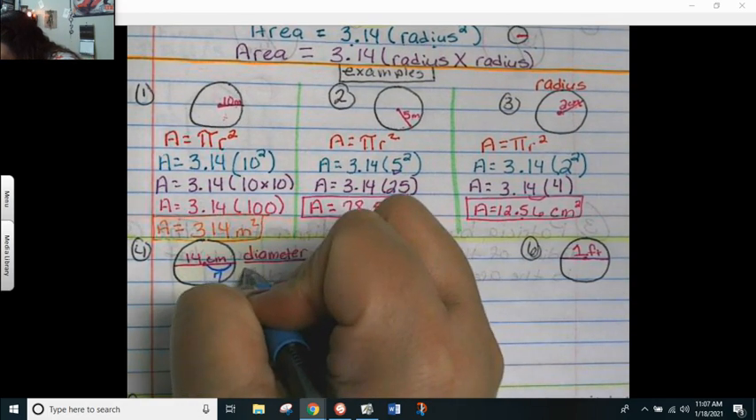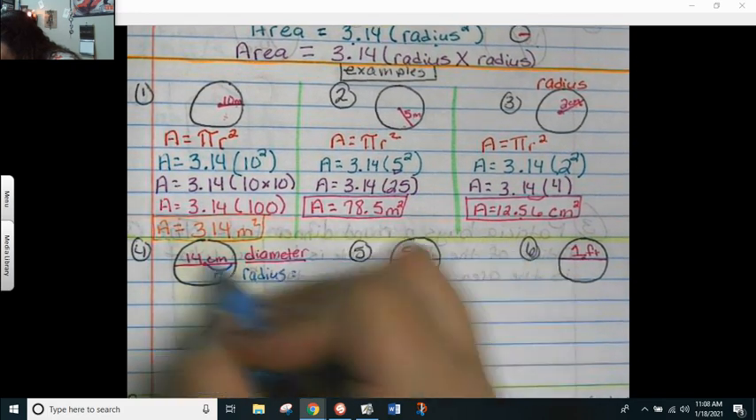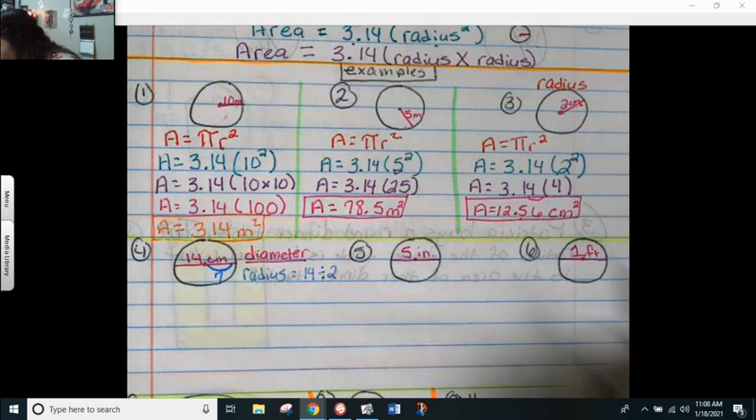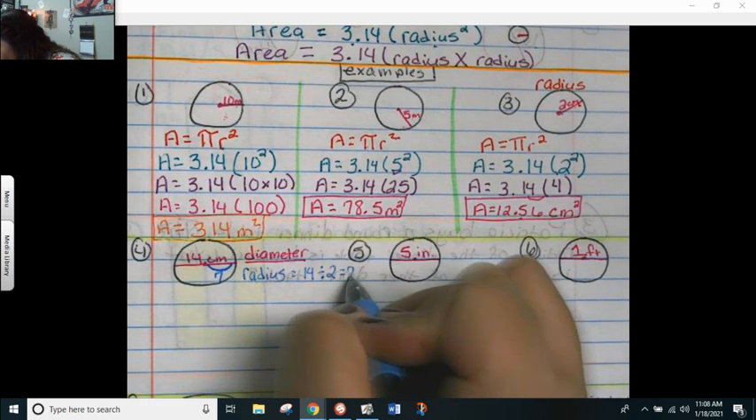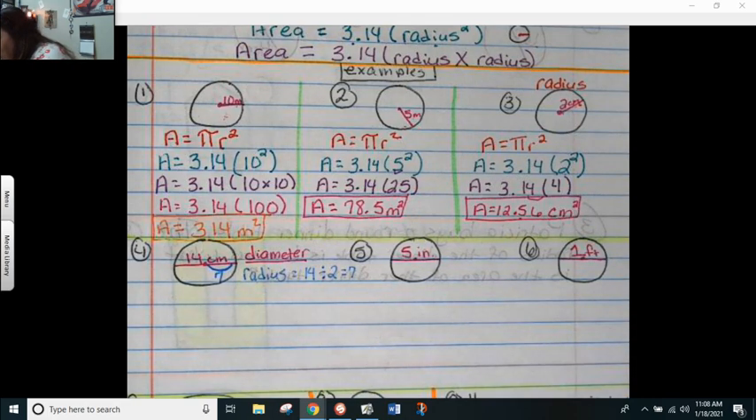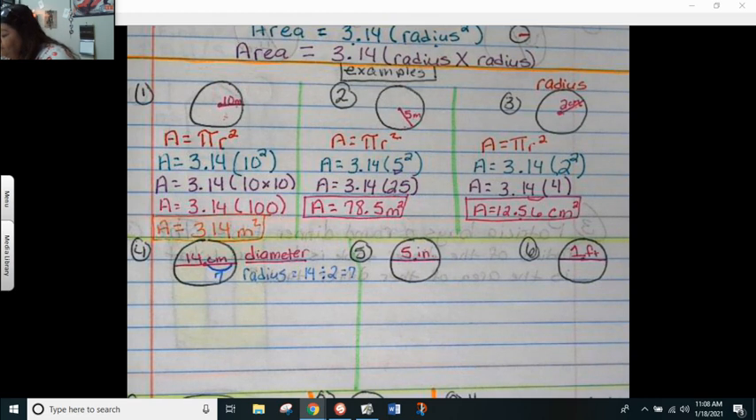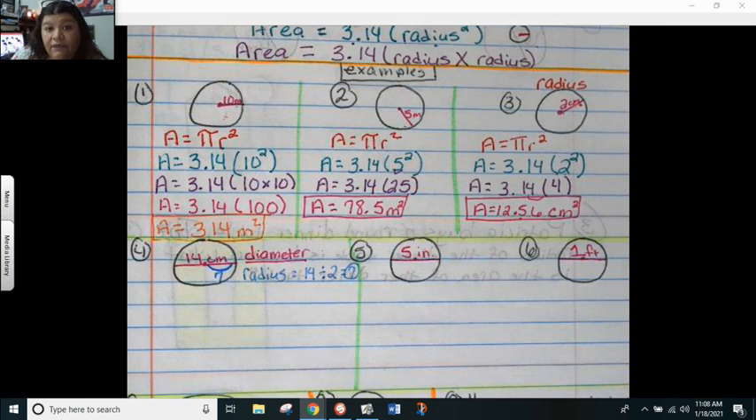So to find the radius, I'm going to put it here, as we have in your notes. Radius equals 14 divided by 2. So that means my radius is 7. And that's how we get 7. All right, let me go ahead and make my line there. Okay. 1, 2, 3, 4. So that's how we got 7 as my radius. So if you're given the diameter, divide it by 2. Now you have your radius.